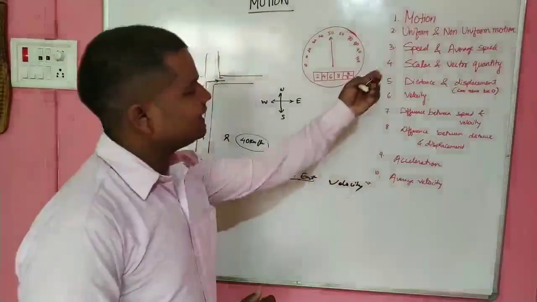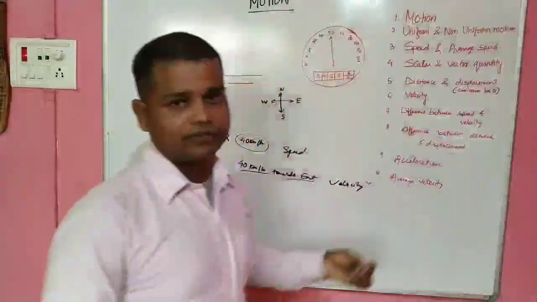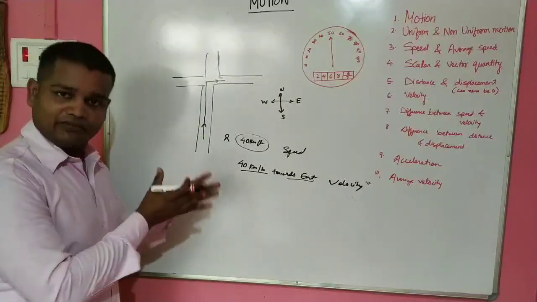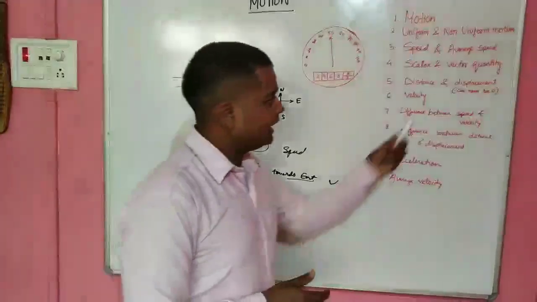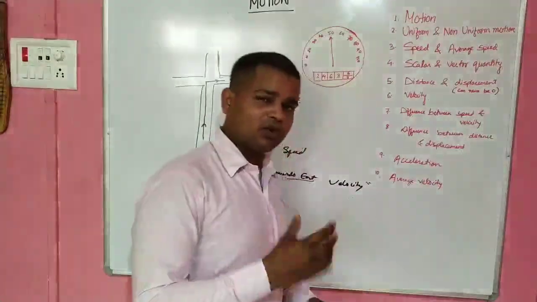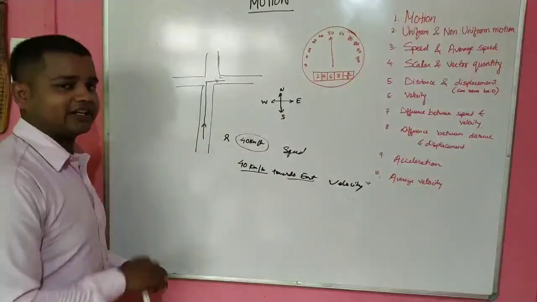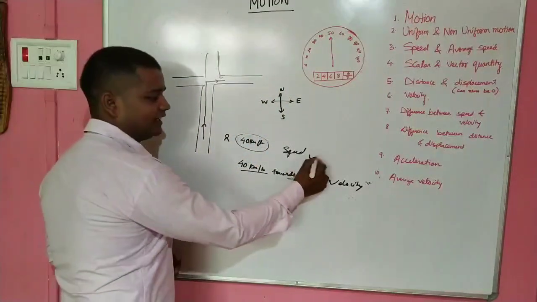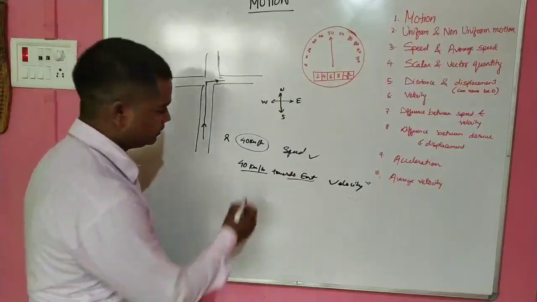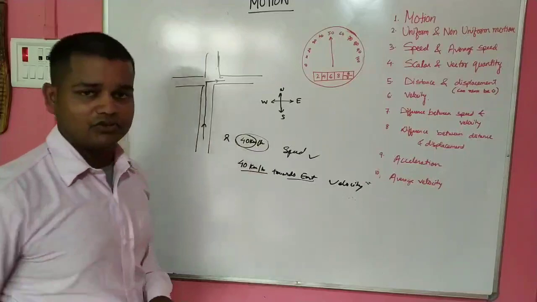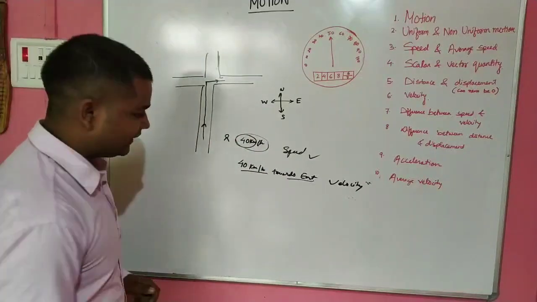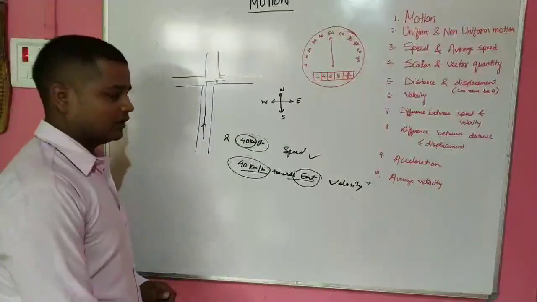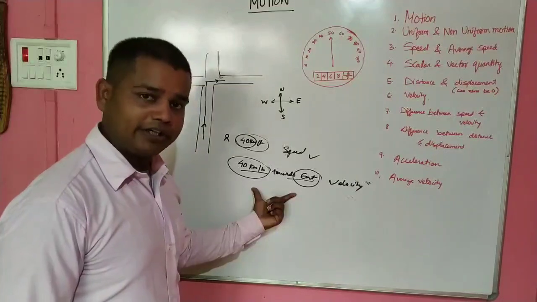Now, we already have discussed, I think, scalar and vector quantity. So what was scalar and vector quantity? Those physical quantities which have only magnitude, magnitude means a particular numeric value, are termed as scalar quantity. And what are vector quantities? Those physical quantities which have both magnitude as well as direction. Now, if we see speed, don't you think that speed has only magnitude? 40 km per hour is magnitude. And velocity has both magnitude as well as direction. So it is a vector quantity.